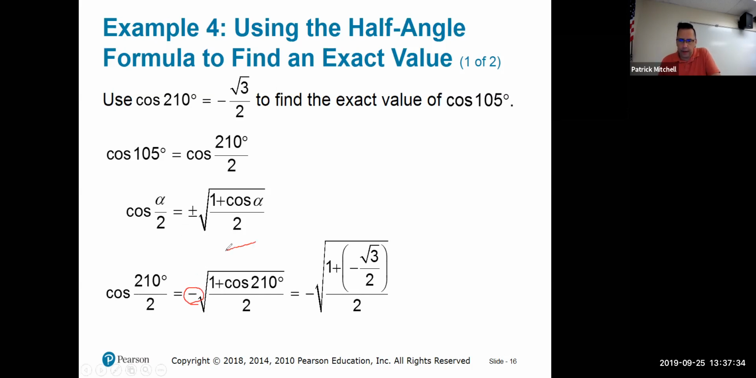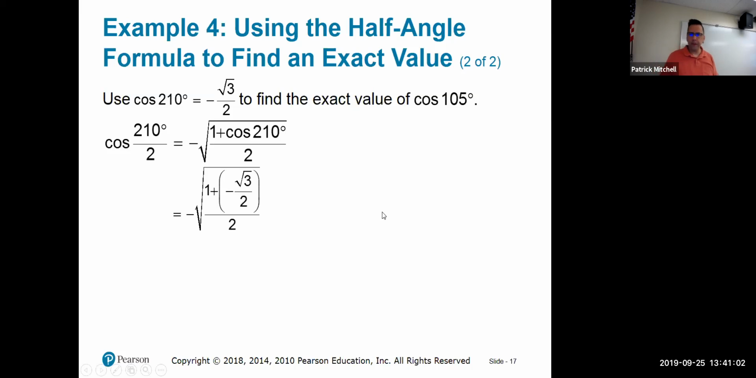And why is that? Because think about which quadrant 105 degrees is in. 105 degrees is in quadrant 2, right? And in quadrant 2, the cosine is negative. Okay. All right, so here's the value that they gave me. The cosine of 210 degrees is negative root 3 over 2. So now on the next slide, what's going to happen is we're just going to simplify this mess.